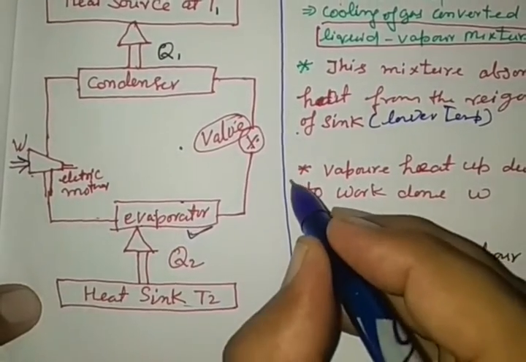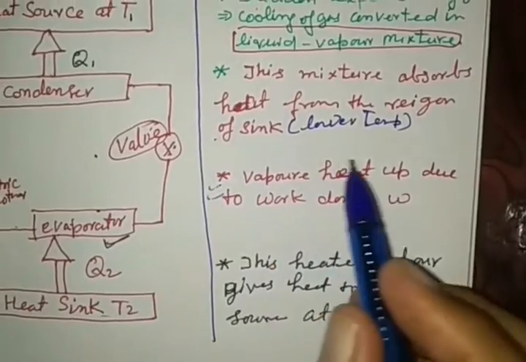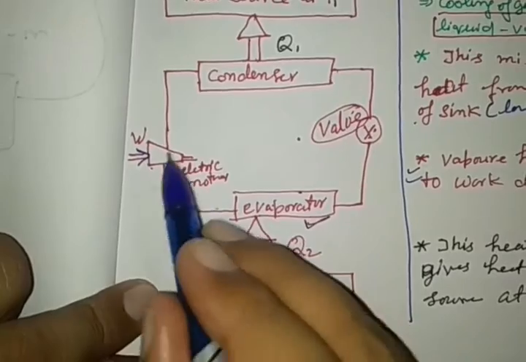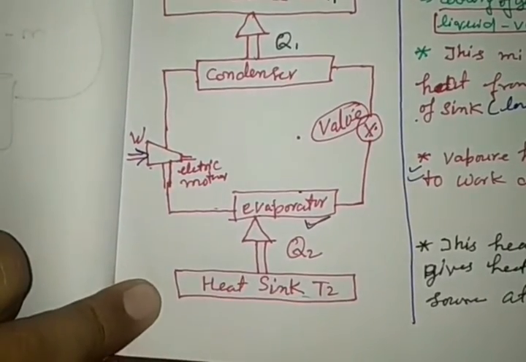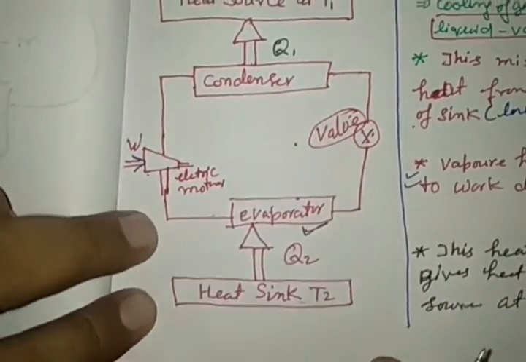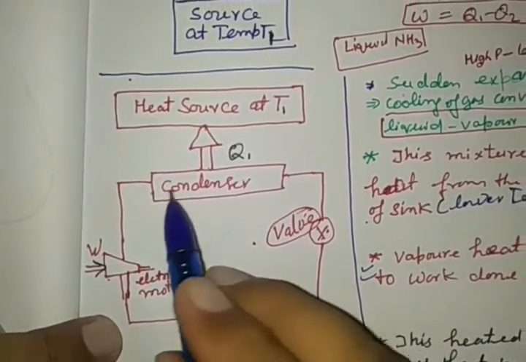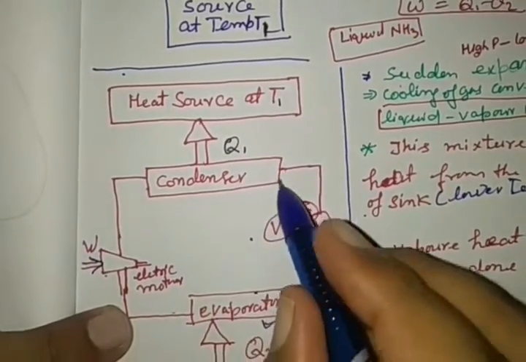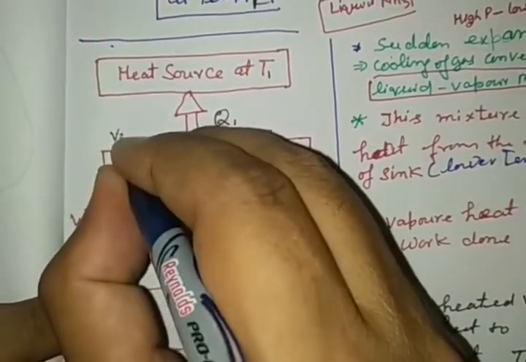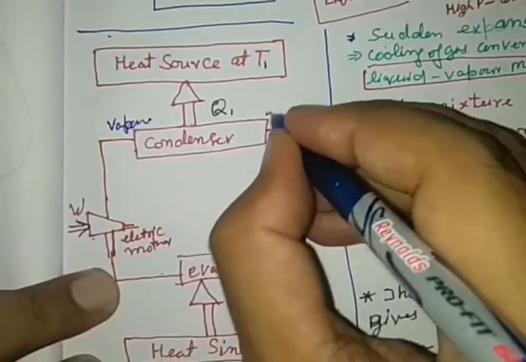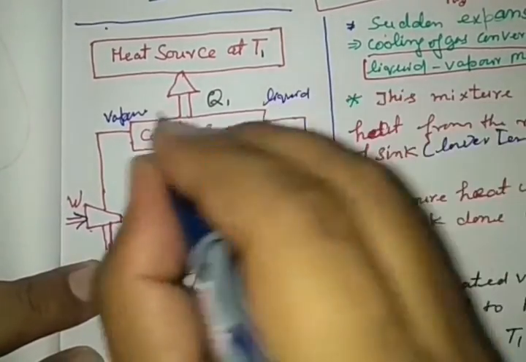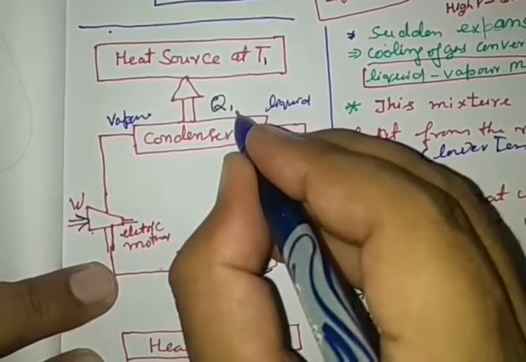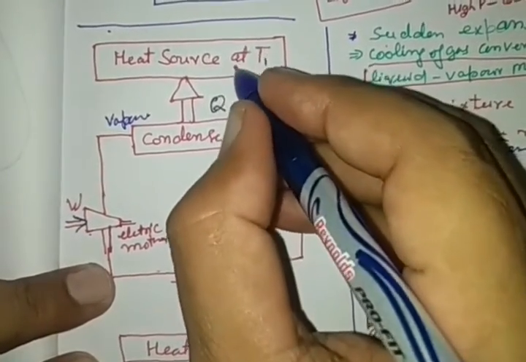Now this is the third part. See here, the vapor is heated up due to work done W, by doing work through the electric motor. Now it is sent to the condenser. At the condenser, this vapor is converted into liquid, right? And in this process it releases Q1 amount of heat and rejects it to the surrounding.